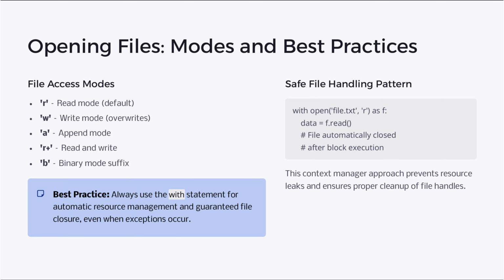Opening files efficiently involves understanding file access modes: r for reading, w for writing, a for appending, and r+ for both reading and writing. Use b for binary files. Employ the with statement for automatic resource management, ensuring files close properly, preventing resource leaks and ensuring safe file handling.